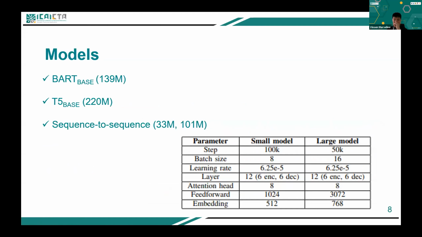Here are the models that we use. For BART, we use BART base. For T5, we also use T5 base that has 225 million parameters. And for the sequence-to-sequence model, we use two types of models, the small model and the large model. The details can be seen in the table, with 33 million parameters and 101 million parameters.